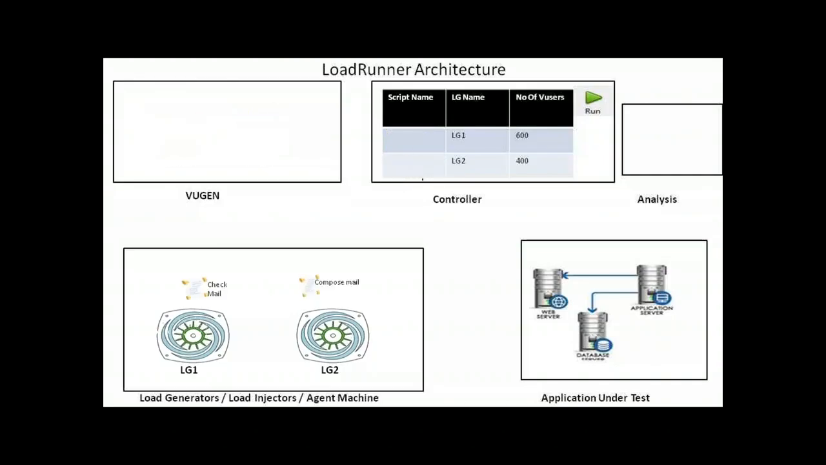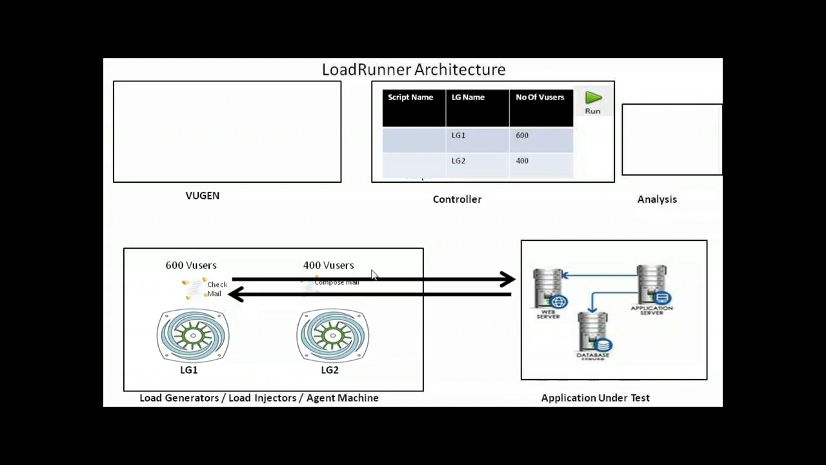So now the scripts are downloaded onto these LG1 and LG2 machines, and LGs are the ones which will create the virtual users. The virtual users are running the scripts, and the same script can be assigned to any number of virtual users, as we have discussed. So this will be executed, and as it is executed, it is applying the load on the application under test. This 600 and 400, total load of 1000 users, will be felt by the application under test.